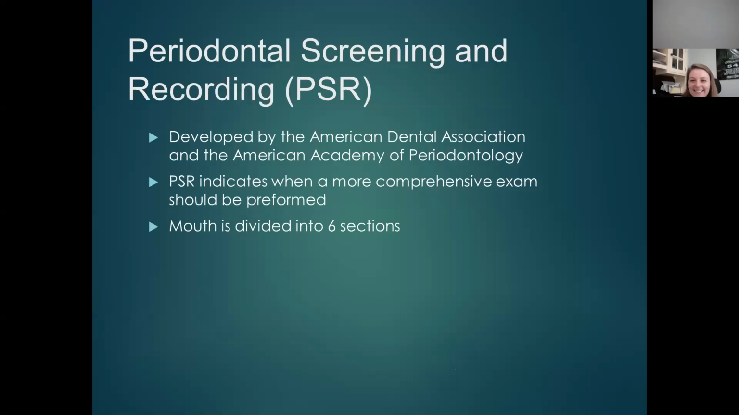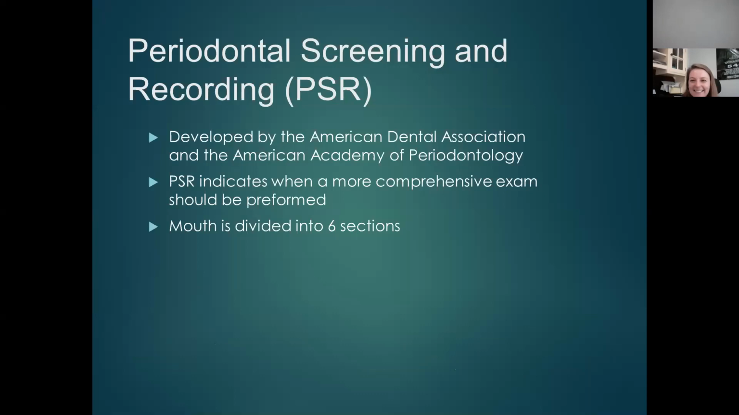So we talked just a little bit about the PSR. Now the board loves asking questions about the PSR, and every year the students come going, I forgot what the PSR was. Well, this is what it is. Again, it was developed by the World Health Organization and accepted by the ADA and AAP. The PSR indicates when a more comprehensive exam should be performed.